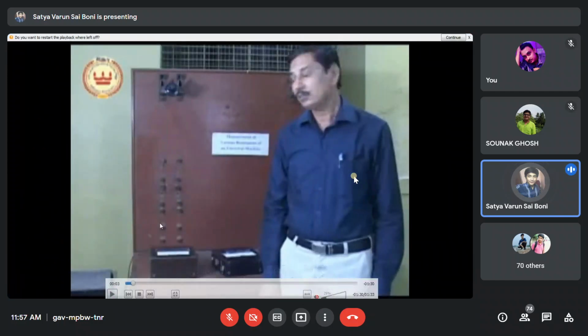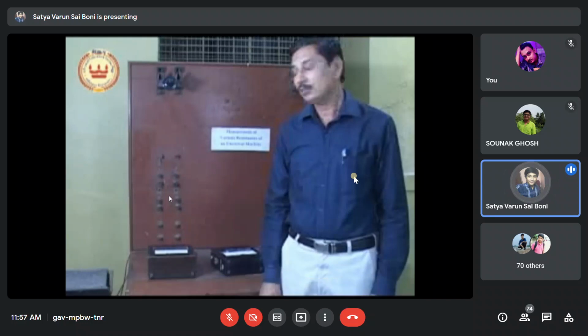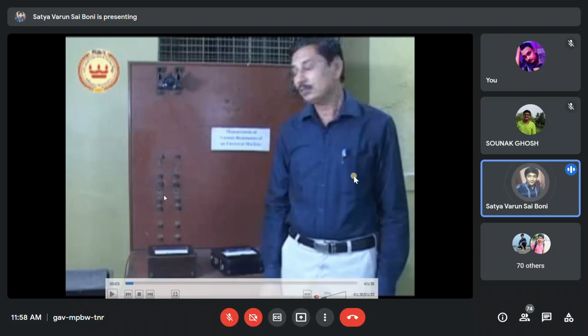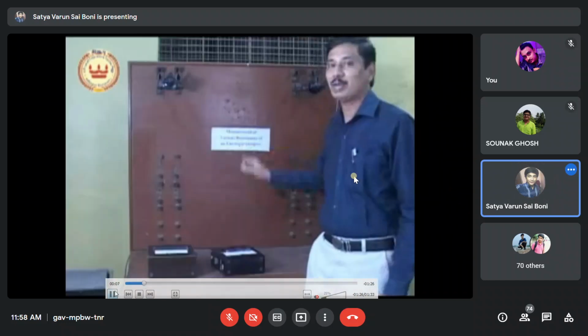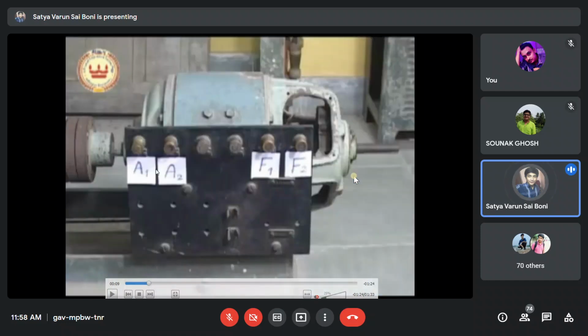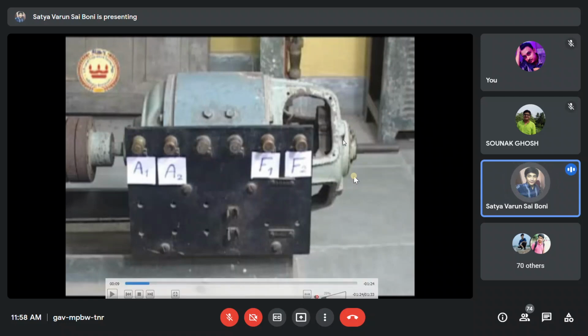Coming to the real-time setup, what I showed you, it is not clear yet, but you can see points A1, A2, F1, F2. These nodes are nothing but A1, A2 and F1, F2. In the real-time scenario there is no confusion about where the armature winding and field winding are, because they are clearly marked on this board. Sometimes you can connect directly to that board.